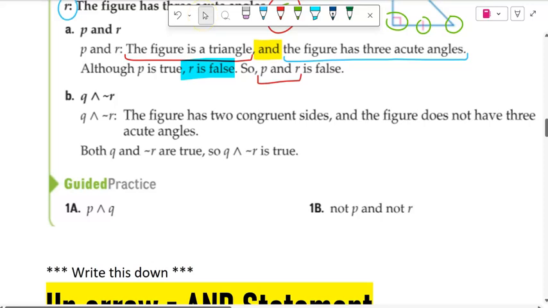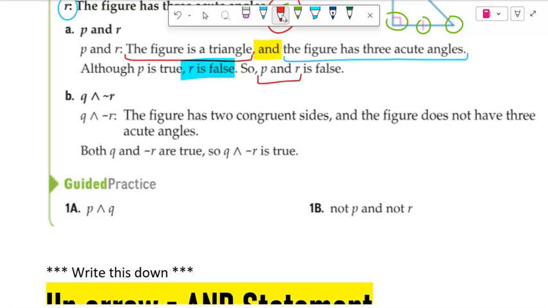Okay, part B. Lainey, go ahead and read part B. And again, remember, what's the squiggly line mean? Not. Very good. Go ahead and read part B. Q and not R. We could also say negation. That's our vocab term, but yeah, Q and not R. Go ahead. The figure has two congruent sides, and the figure does not have three acute angles. Very good. Q and not R is true.